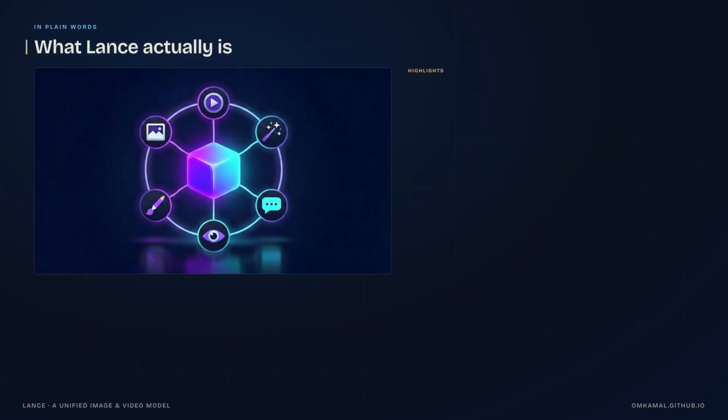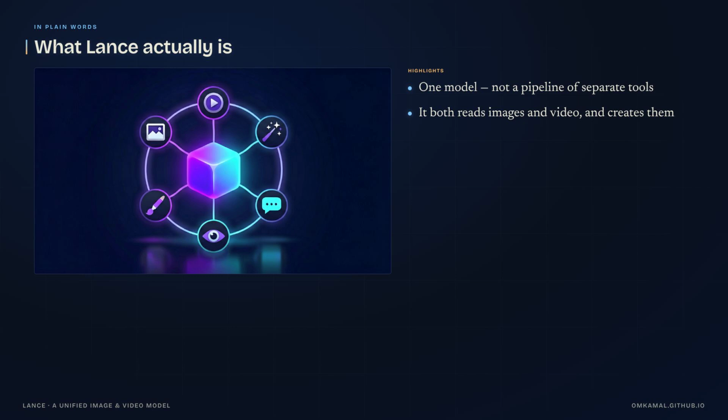So what is Lance, really? Think of it as one single brain rather than a pipeline of separate tools bolted together. That one model can do two opposite things. It can read and describe an image or a video, and it can create brand new ones from a text prompt. Crucially, it treats a still picture and a moving video as the same kind of problem, so the same weights handle both. And because it is only 3 billion parameters, the whole thing fits comfortably on a 24 gigabyte gaming GPU, no data center required.